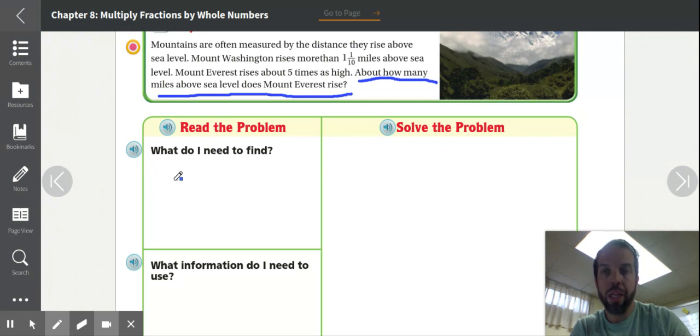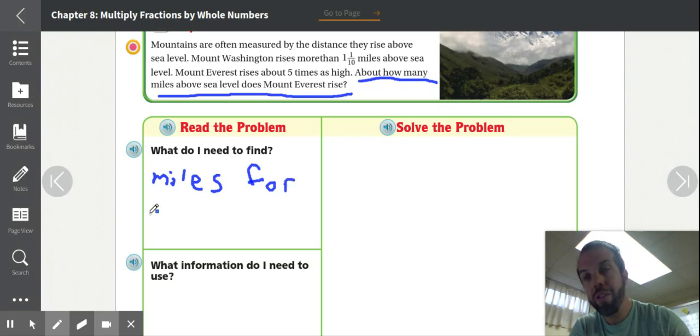Okay, so what do I need to find? Miles for Mount Etna. And if you guys remember, we actually read a benchmark poster way back about Mount Etna. Miles for Mount Etna. So I want the height for that mountain.